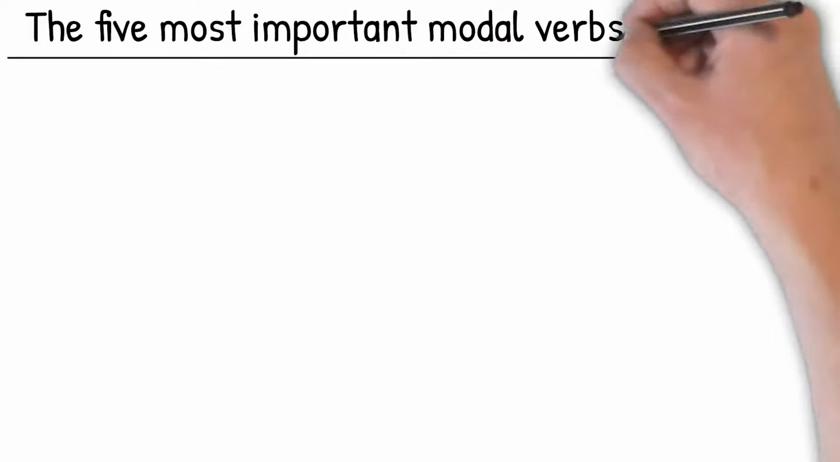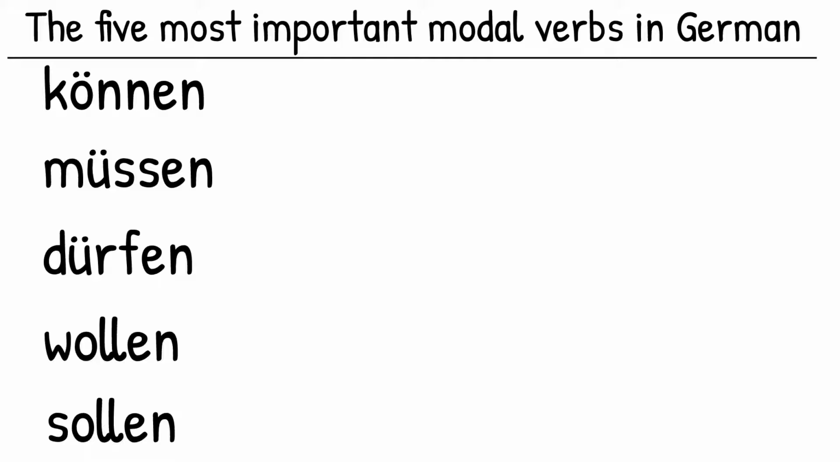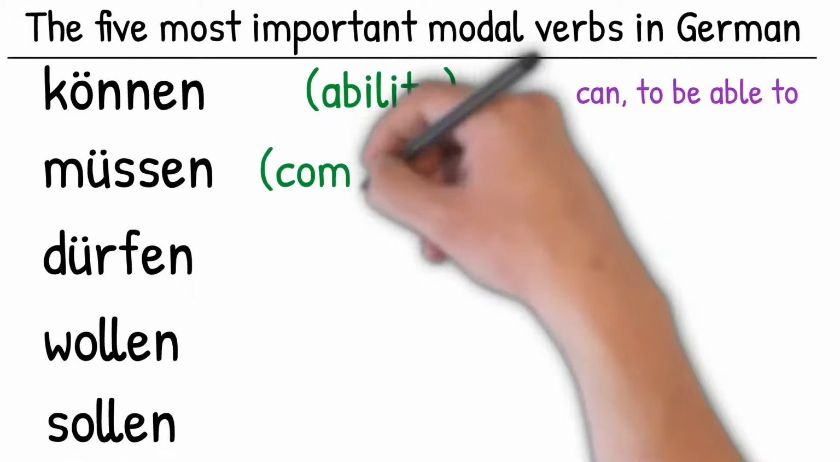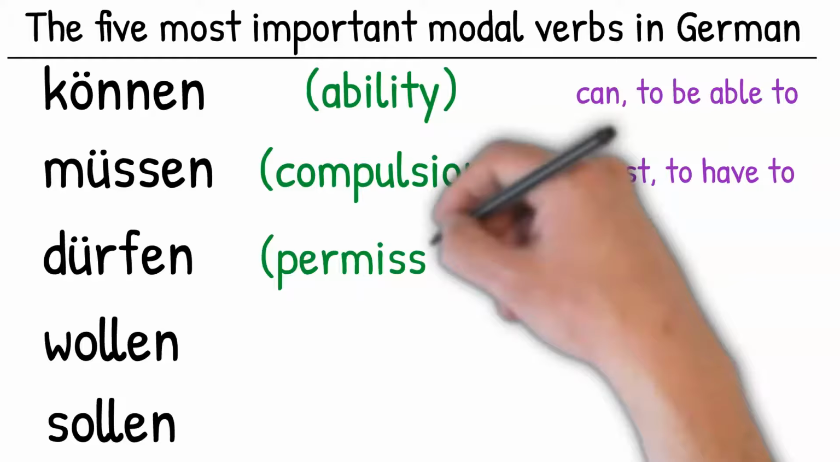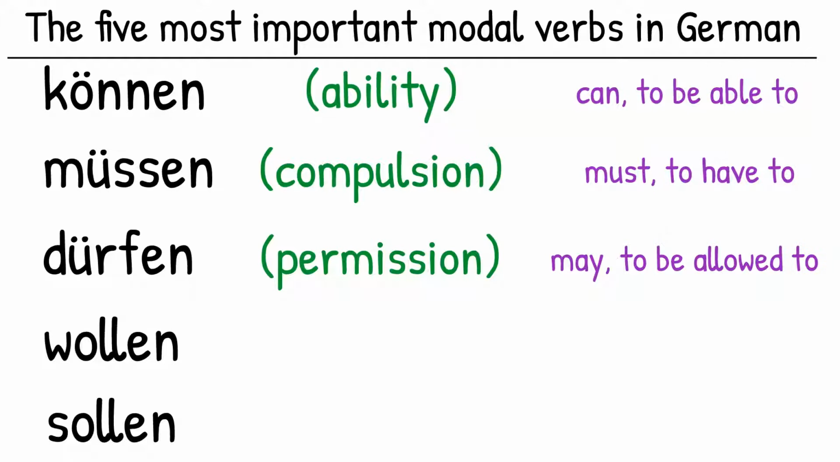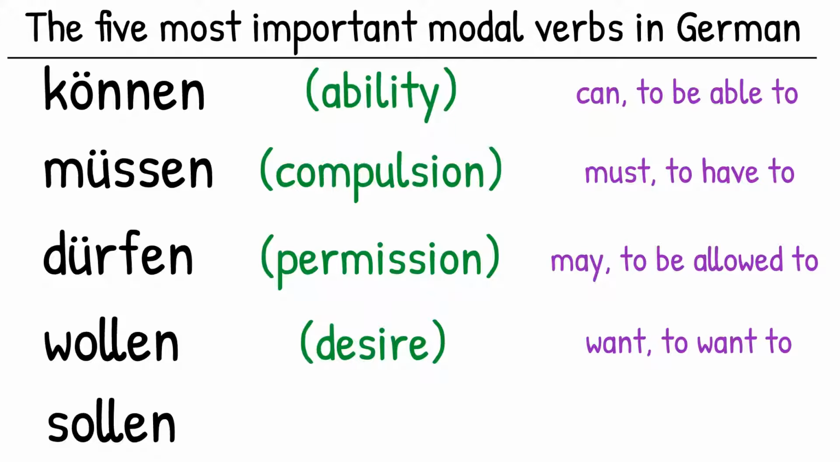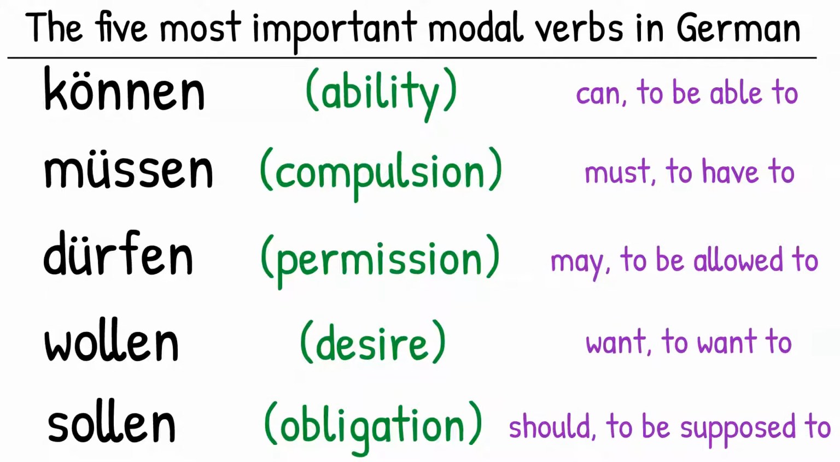The 5 most important modal verbs in German are können, müssen, dürfen, wollen, and sollen. Each of these verbs expresses a mood which affects the other verb. The first one, können, expresses ability. We translate this into English with can or to be able to. The second one, müssen, expresses compulsion, must or to have to. The third one, dürfen, expresses permission, may or to be allowed to. The fourth one, wollen, expresses desire, want or to want to. And finally, the fifth one, sollen, expresses obligation, should or to be supposed to.